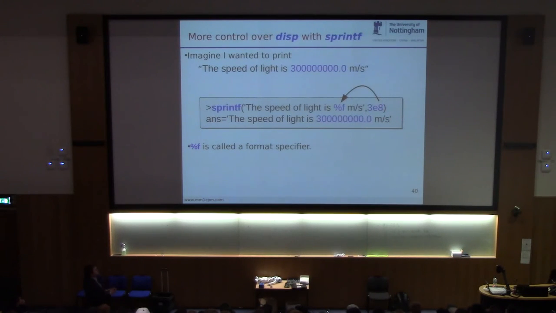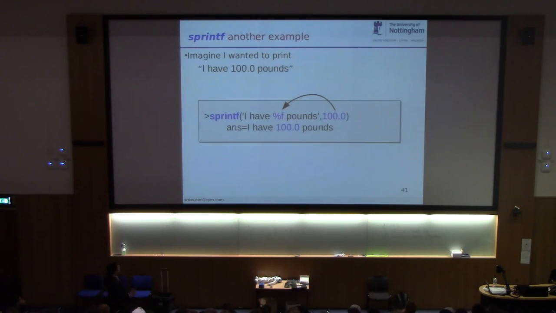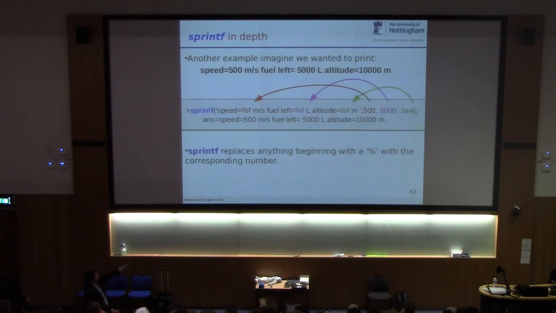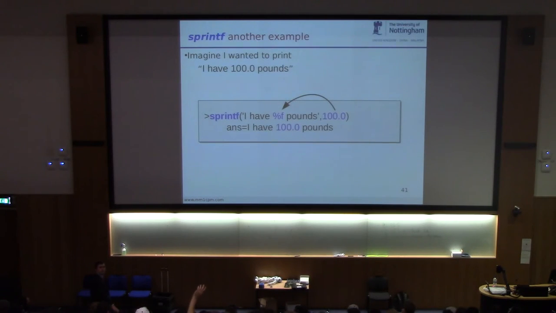So with this sprintf command, it always replaces this format specifier with whatever is at the end of the line. Here's another example. For example, sprintf, I have %f pounds, with 100 at the end. What this sprintf command will do is go, I have %f, oh, %f, go to the end, find the 100, put the 100 there, pounds, comma, 100. And the answer will be, I have 100 pounds. Any questions about that?